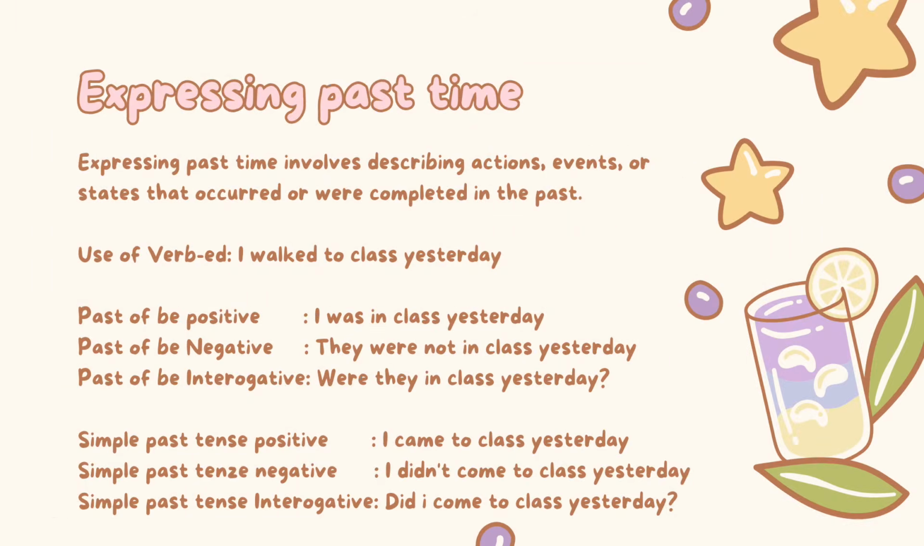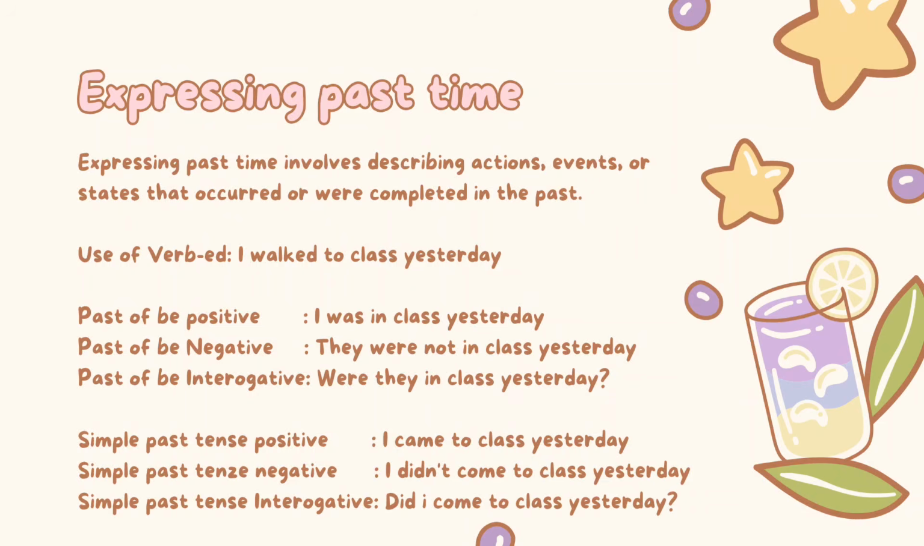Now for the next chapter, I will be expressing past time. What is expressing past time? Expressing past time involves describing actions, events, or states that occurred or were completed in the past. So here are some examples of expressing past time. There are many of them, and I will be explaining many types of past time.